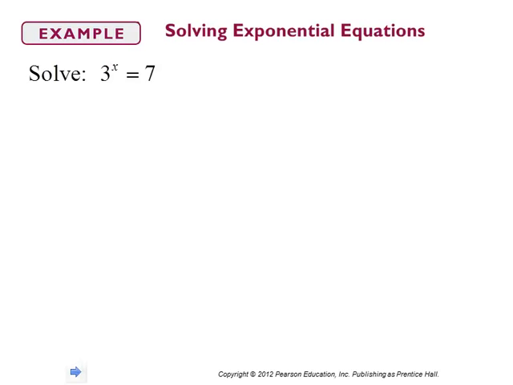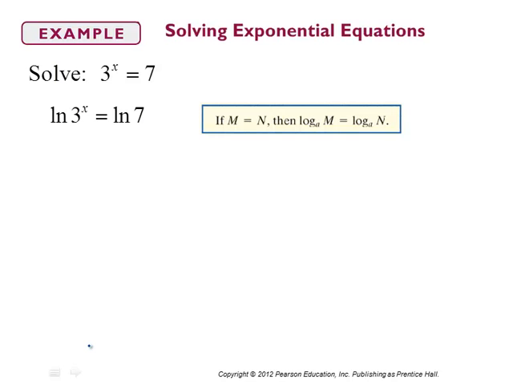So I'll show you one possible solution is that you could take natural logarithm of both sides. You could just as well take log base 10 of both sides. But ln, remember that's the natural log. That's log base e. So take natural log of both sides. And then what's the next step?